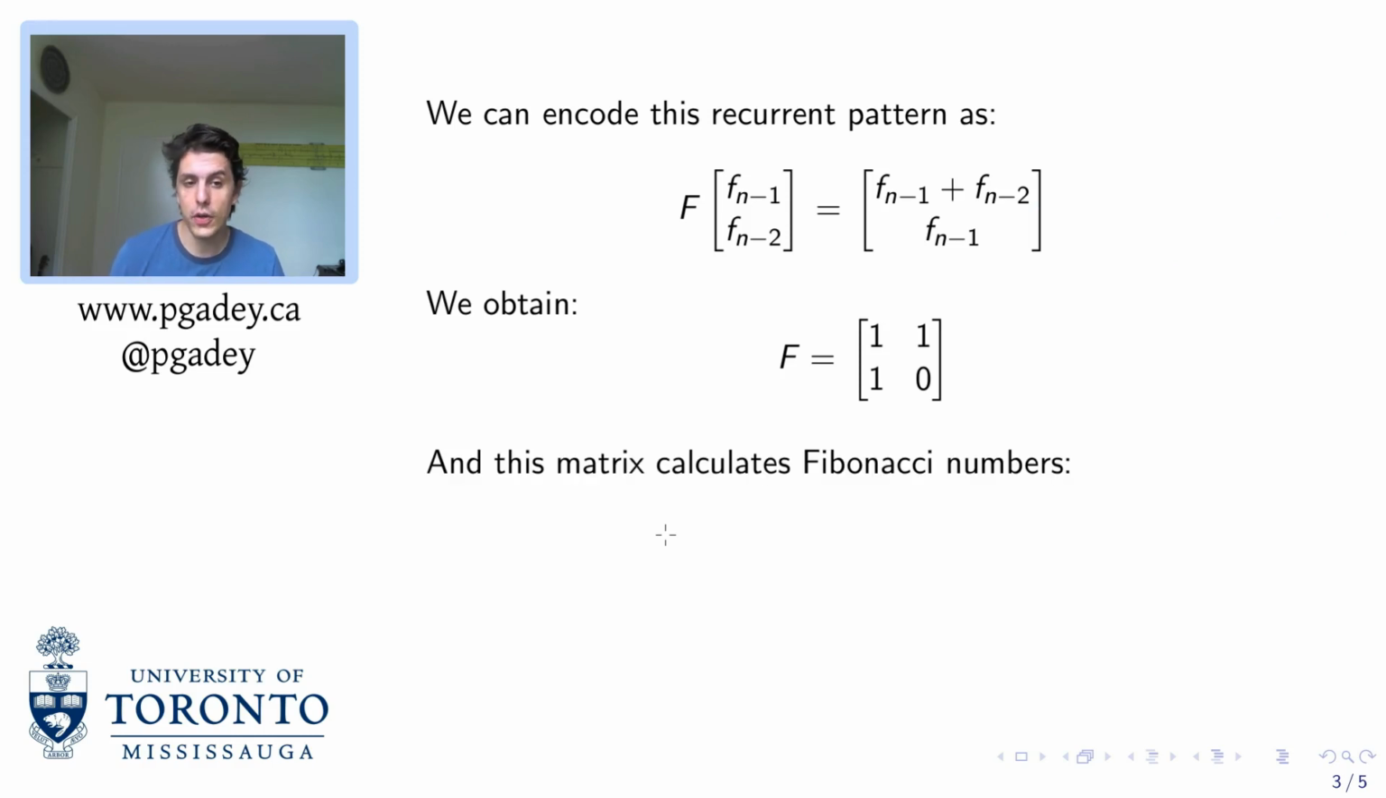How can we use it? We'll multiply it by the first two Fibonacci numbers and see what we get. When we multiply this by 1, 1, we get 2, 1, the next pair of Fibonacci numbers. Not super duper impressive, but let's try it with a higher power.